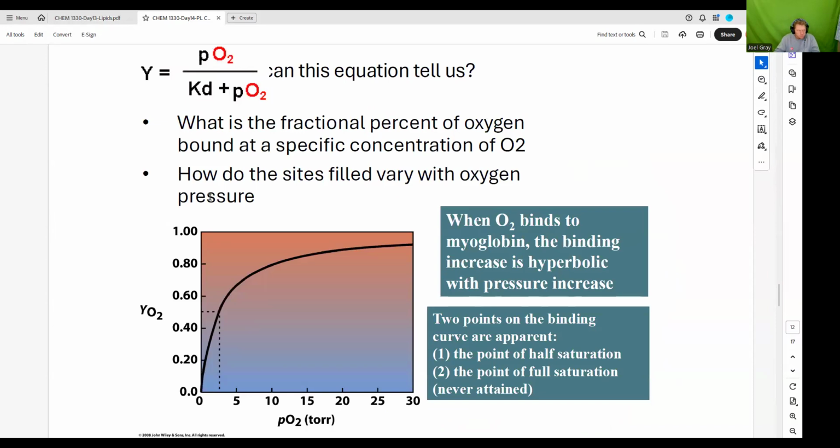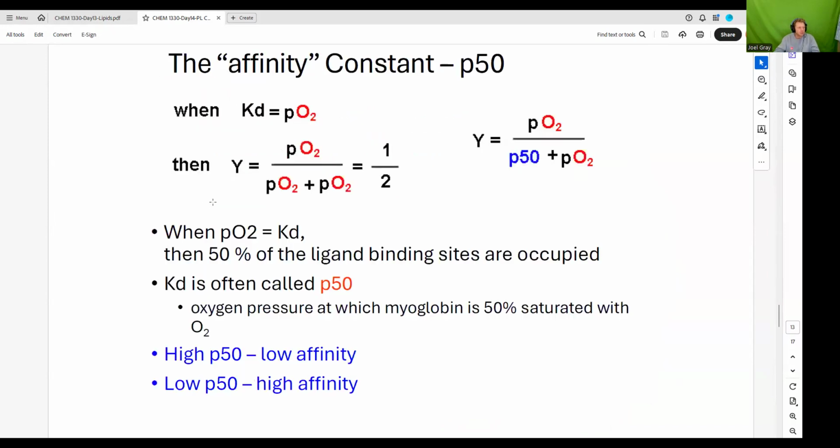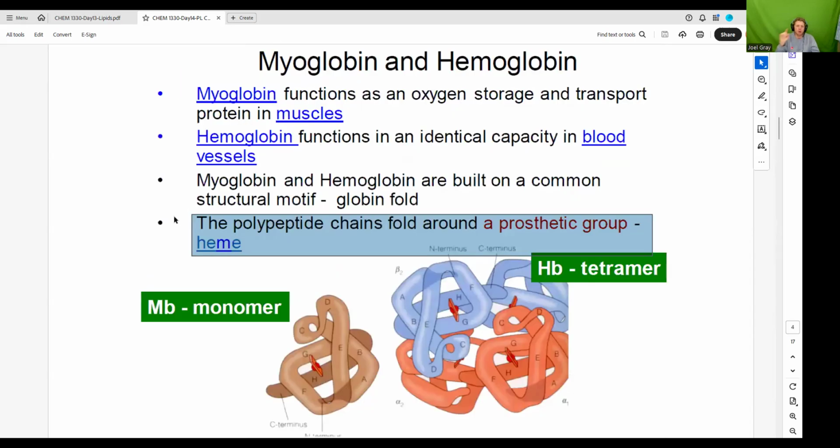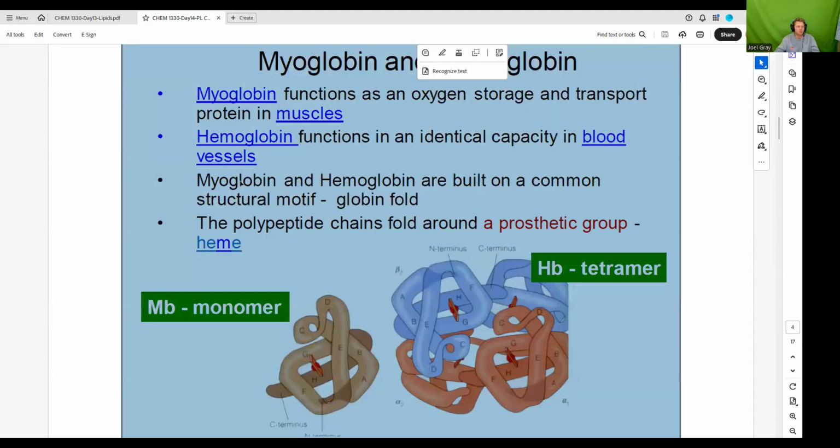Now, your big takeaways for all of this: I want you to understand that hemoglobin and myoglobin are distinct proteins. Hemoglobin is made up of 4 different subunits. It's not made up of 4 myoglobin monomers.